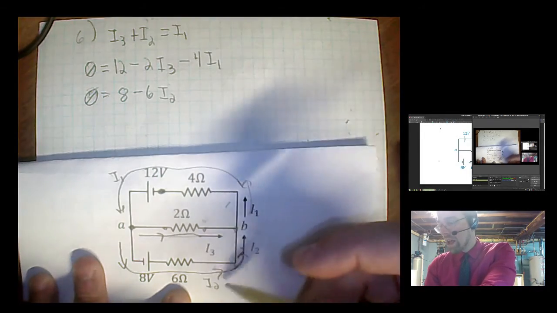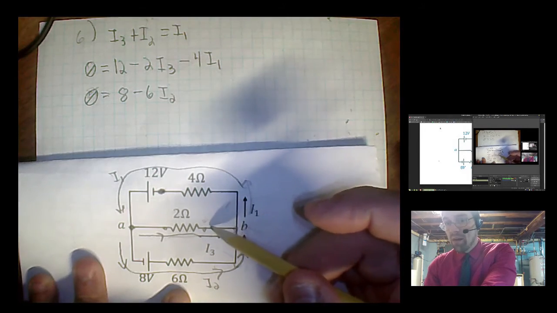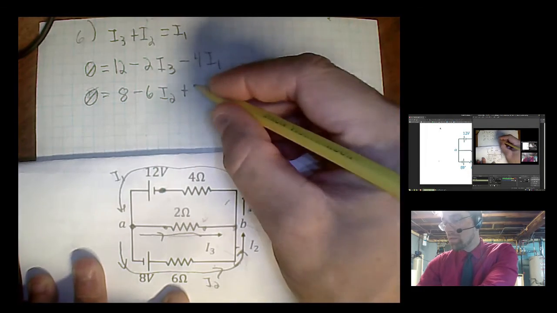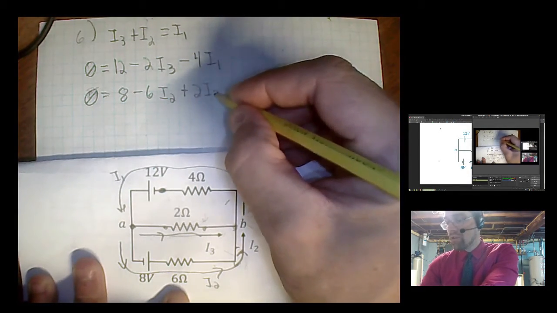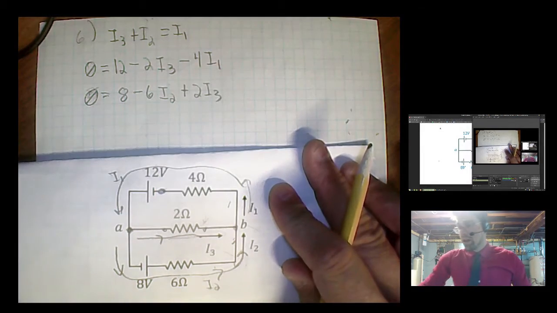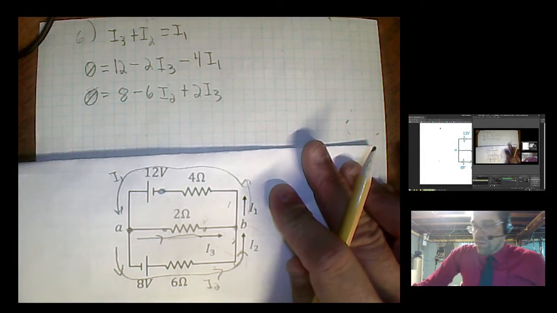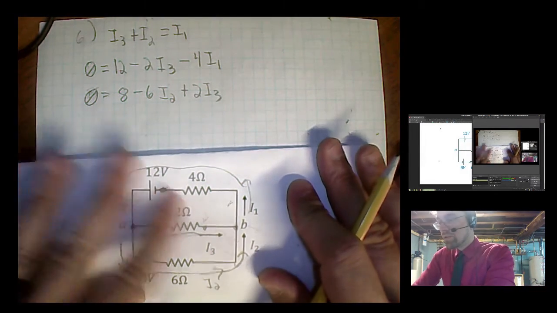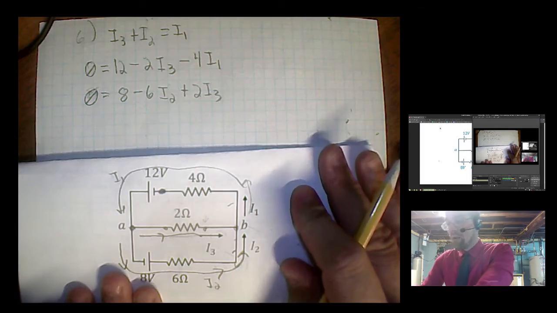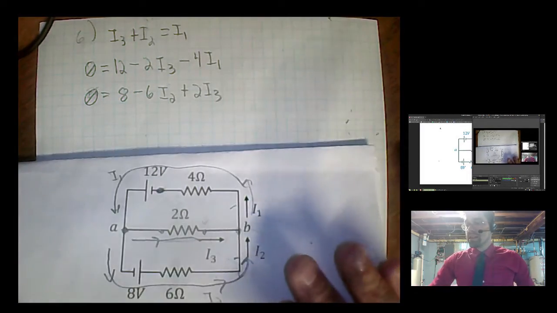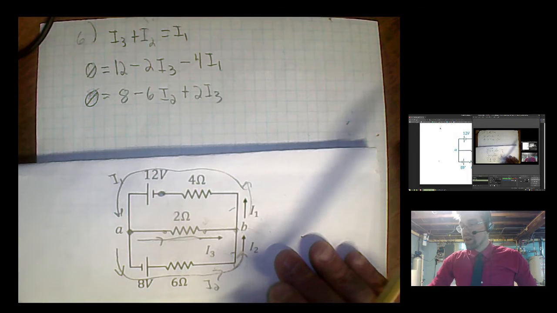Now if I'm doing this path here, I'm going against I3, so I'm going to a higher voltage place. How much? 2 ohms times I3. That's the voltage drop if I were following the current, but I'm going opposite the current. And there we go. So we should have enough here. I1, I2, and I3 are our 3 unknowns. We have 3 equations. This should be plenty to get started with.